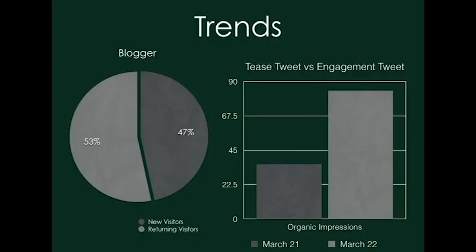Two of the biggest trends that I saw were that on my Blogger, using Google Analytics, my visitors throughout the period of the campaign were almost half returning and half new. 53% were returning visitors and 47% were new. I also saw that a teasing tweet, where I added a line of my blog post, was less successful in organic impressions than an engagement tweet where I asked a question and used a hashtag. And I got that through Twitter Analytics.